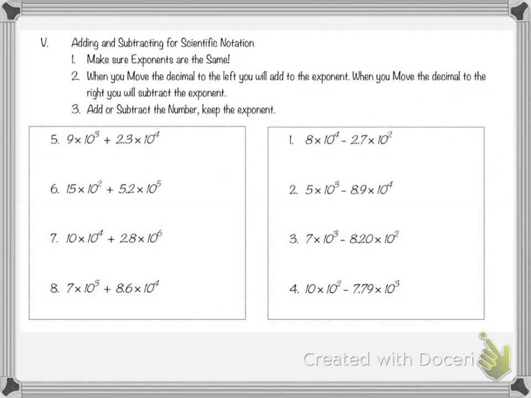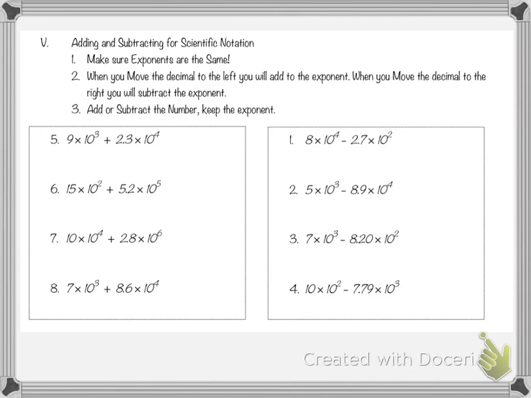Alright, so let's talk a little bit about adding and subtracting. So, scientific notation, to add and subtract, the exponents have to be the same. So we have to make them the same exponents before we can add and subtract. Okay? And just like I said, when you move the decimal to the left, you're going to add your exponents. When you move the decimal to the right, you will subtract.